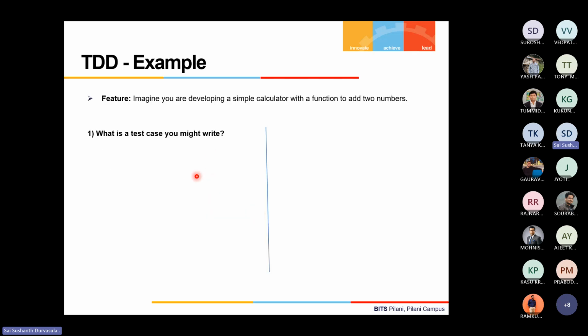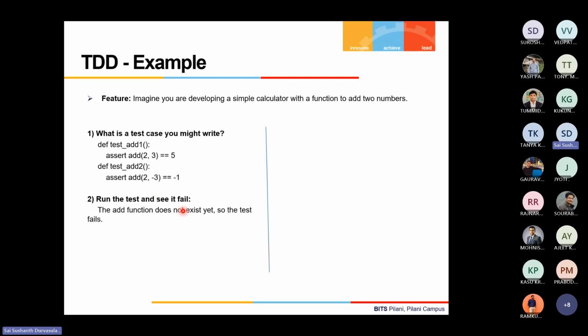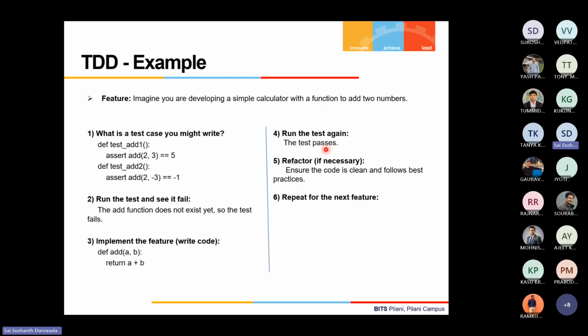So let's look at a specific feature and example. Imagine we are again using that same calculator example of implementing addition of two numbers. Firstly, you will write these test cases, right? You test add with 2, 3, you expect 5; 2, minus 3, you expect minus 1. But that will fail because the add function itself was not defined or not there yet. Then you implement the addition feature, run it again, and it passes. Then you may want to refactor the code if necessary to make it more optimized, right? This is the cycle of test driven development.